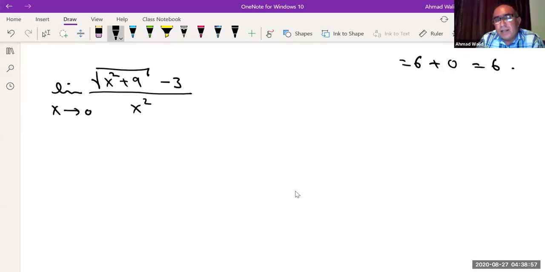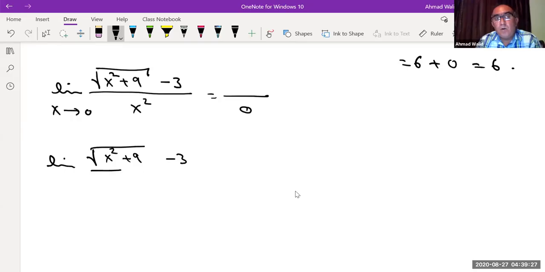Now, if you use direct substitution here, if you plug in 0, you see the denominator becomes 0. 0 squared is 0, so you cannot use direct substitution. Which method of algebra should you use here to rewrite this? You have limit of square root of x squared plus 9 minus 3 over x squared. What should I do? What can I do?